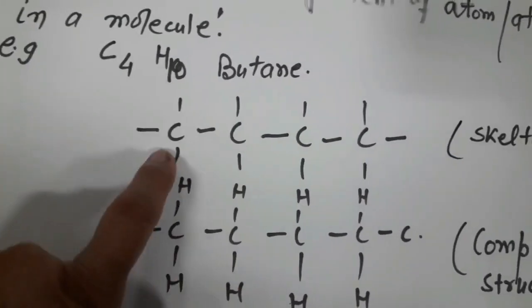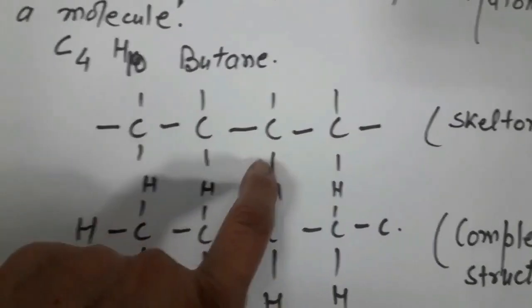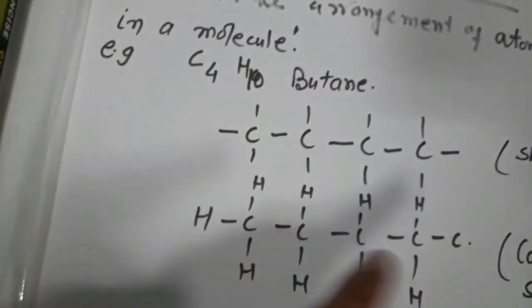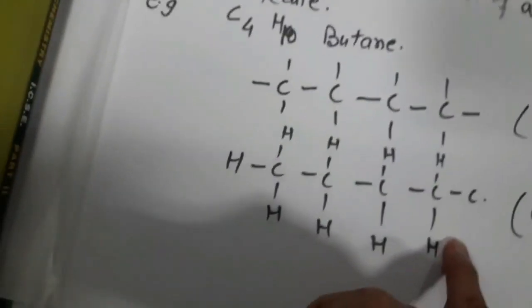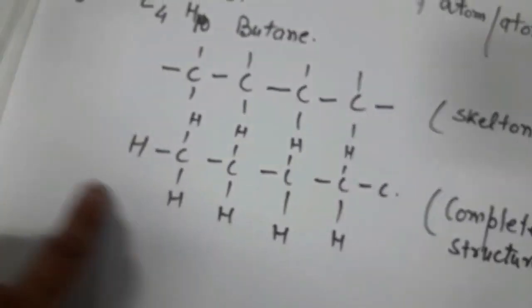And these are the valencies of carbon: 1, 2, 3, 4, 1, 2, 3, 4, 1, 2, 3, 4, 1, 2, 3, 4. Each one, if it is satisfied with hydrogen, then this will be the structure of C4H10. This is called the complete structure of butane.